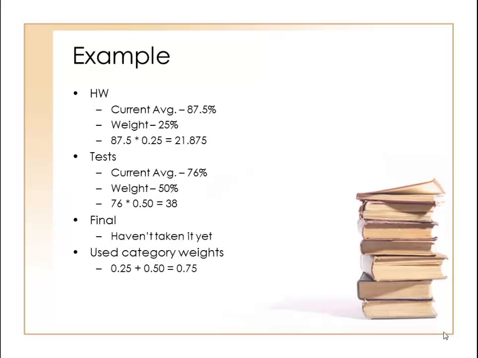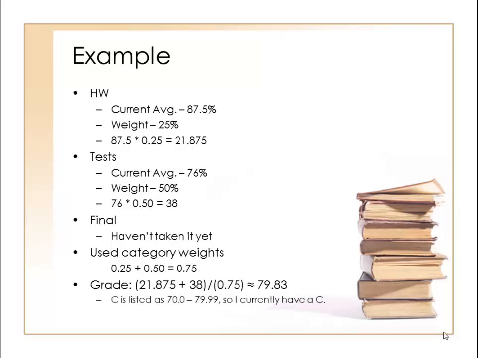The categories that I used, homework and tests, have weights of 0.25 and 0.5, so I'm going to add those up and get 0.75. And then finally, I'm going to add my 21.875 for my homework and my 38 from the tests, and I'm going to divide that total by 0.75, and this gives me an average of about 79.83.